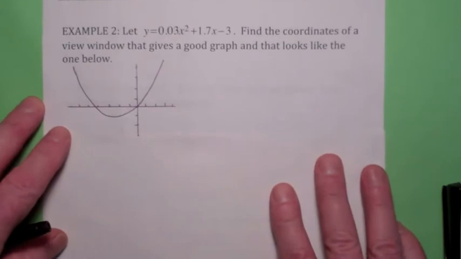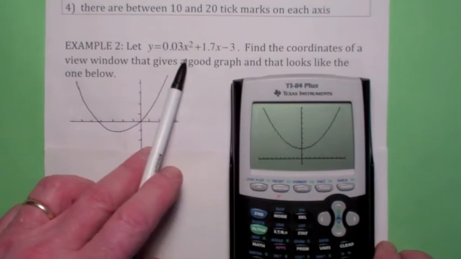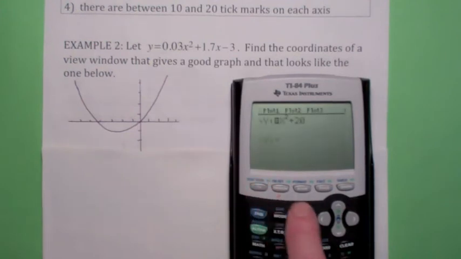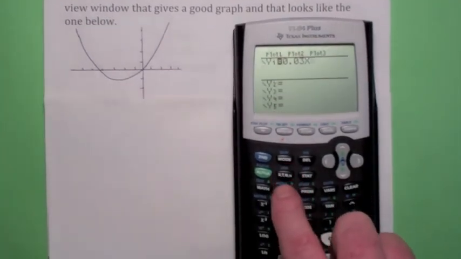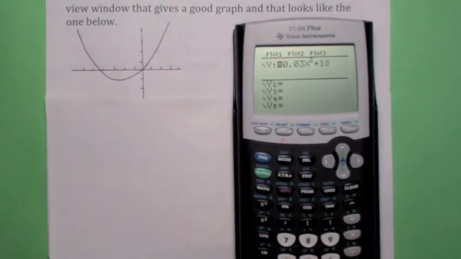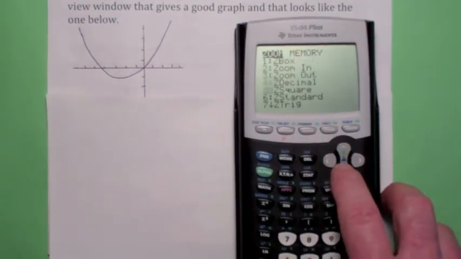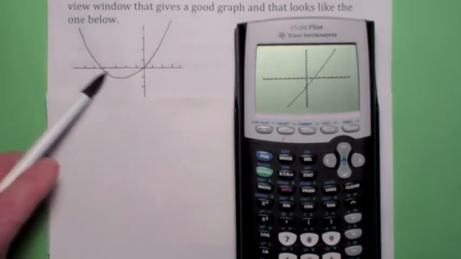Okay, so what we're going to do now is we're going to enter this function here. It's a quadratic function. We're going to try to make the graph look kind of like this. So go back over to y equals. Let's just clear this and go 0.03 x squared. Here's your x key squared plus 1.7 x minus 3. Again, hit enter. A good starting point might be to just go to zoom and try the standard one. And let's see, would you say that's a good graph? The answer is no. It seems like it's going to have more of the curve.